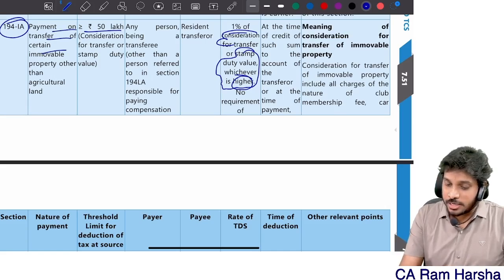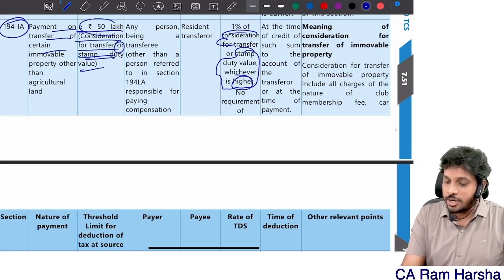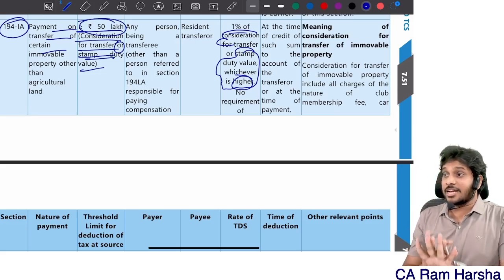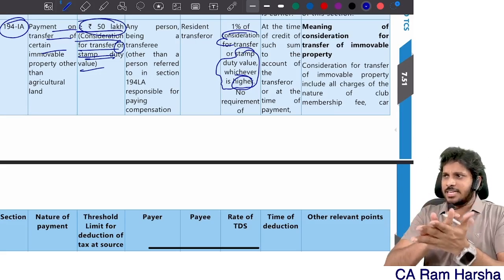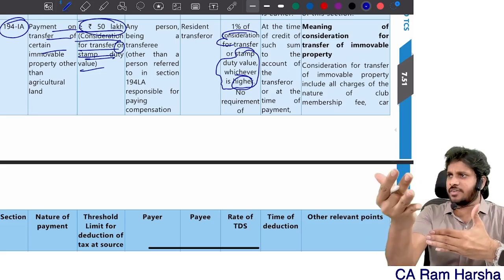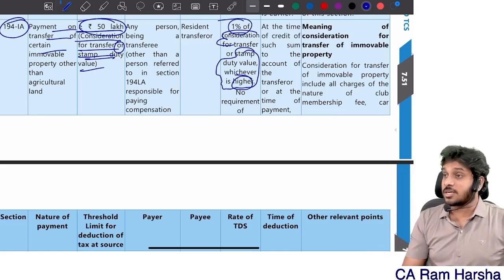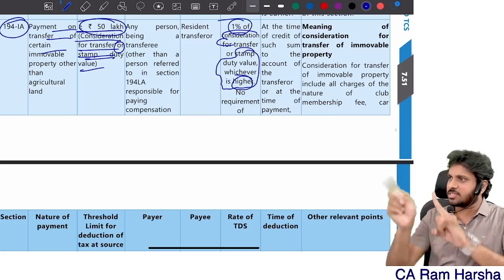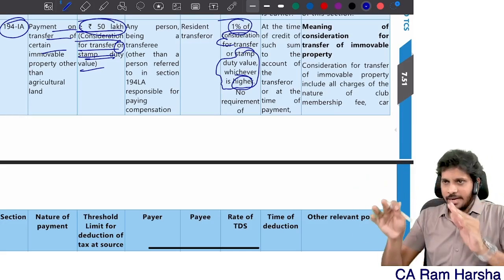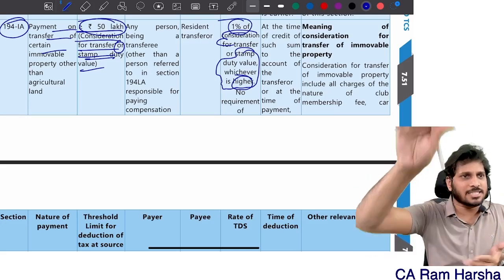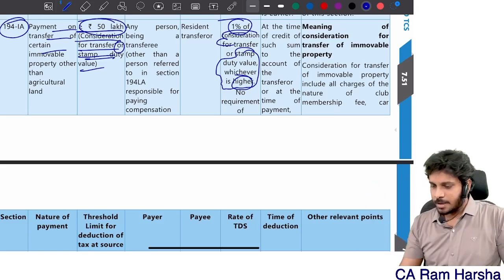So payment on transfer, if at all consideration for transfer or stamp duty value exceeds 50 lakh, then I should deduct. See, very simple, consideration or stamp duty value, whichever is higher. Is it crossing 50? Yes, TDS provision applicable. Now at what rate should I deduct? You should deduct 1%. On what amount? Consideration or stamp duty value, whichever is higher, on that amount. Deduct that and pay whatever balance consideration is available. Correct? Next.